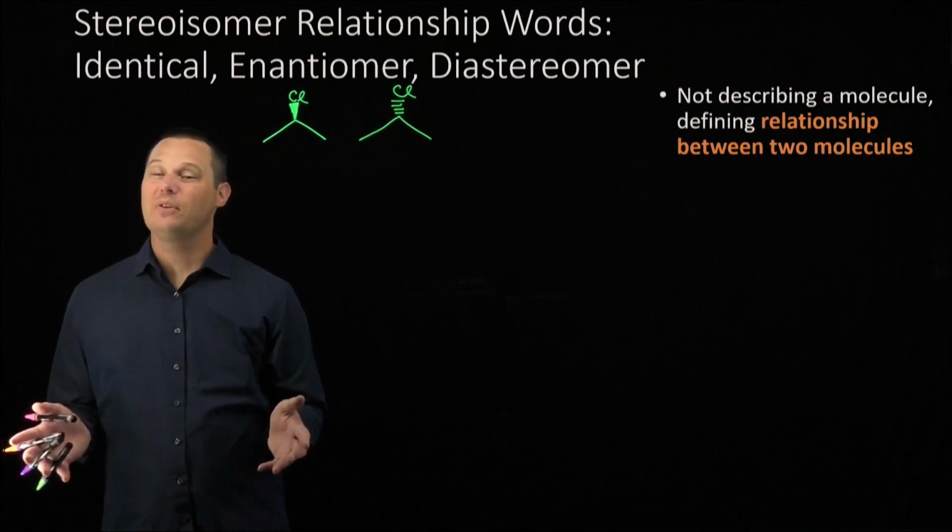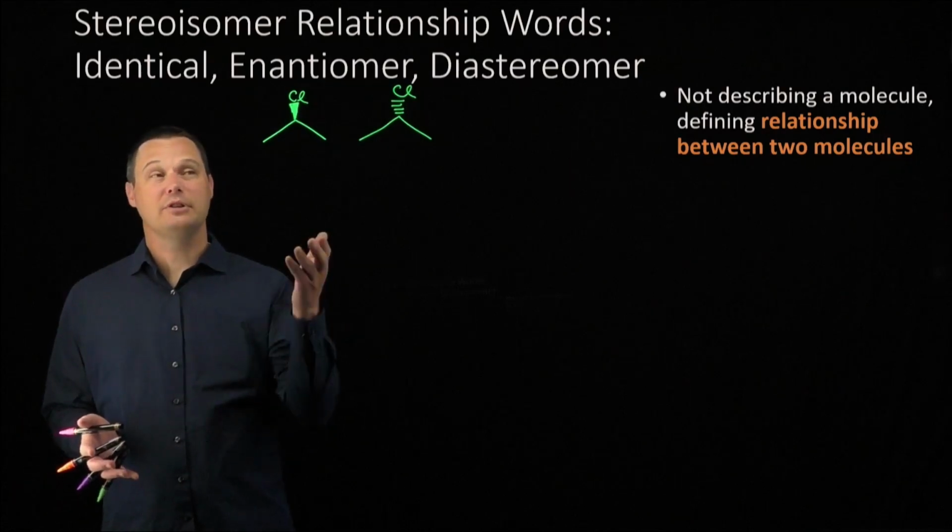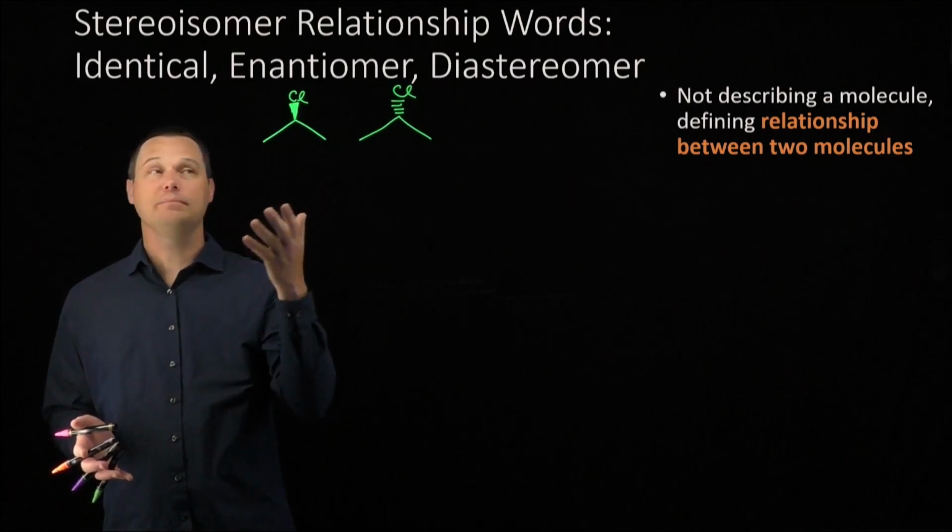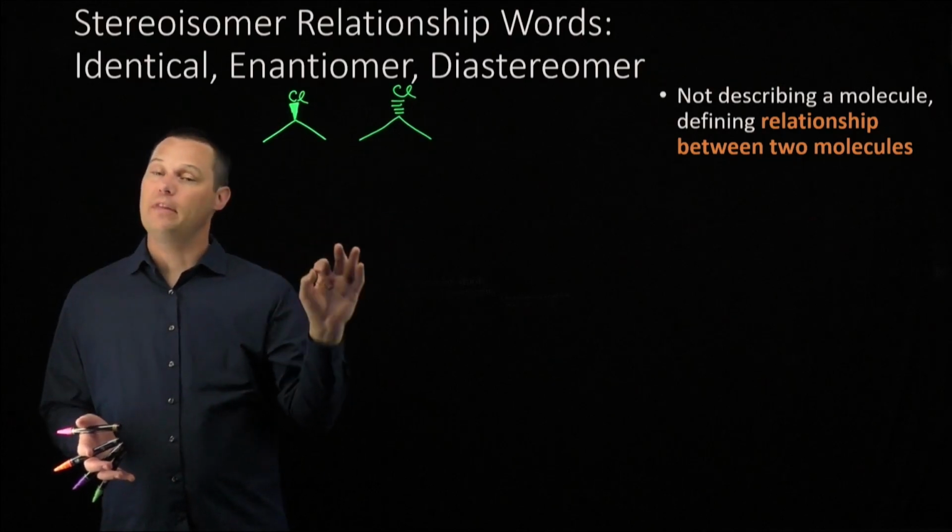In the next 8 minutes, you'll learn a clean, repeatable way to determine whether two molecules are identical, enantiomers, or diastereomers without guessing.